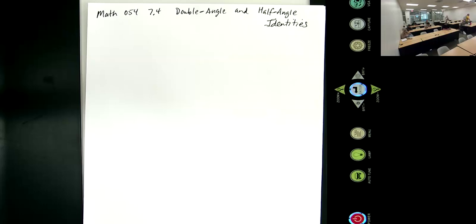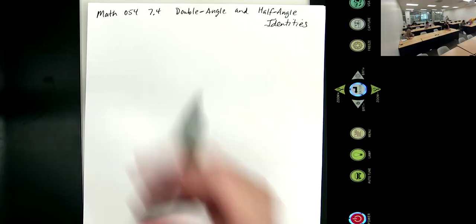And let's find some of the basic ones, straight up. Which one do you guys want to do first, cosine or sine? Sine, all right, let's do sine first.